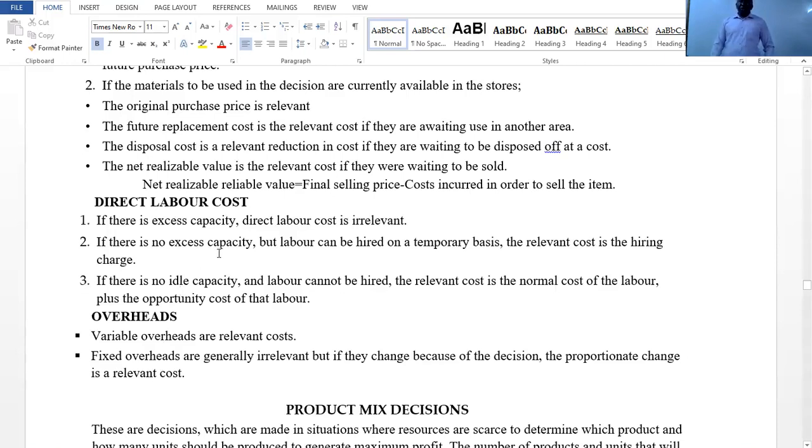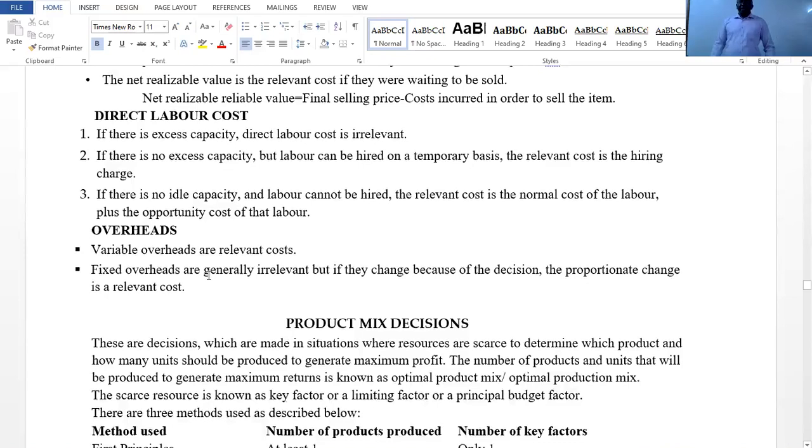Then we have what we call overheads, and we are saying variable overheads are relevant costs. That one is direct, but fixed overheads are generally irrelevant. But if they change because of the decision, the proportionate change is a relevant cost. So those are the general principles. So let's now look at the first type of decision, which is called product mix decisions.